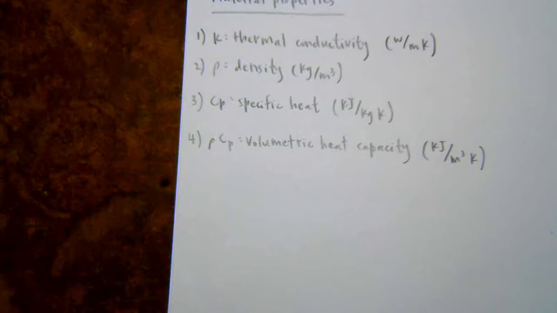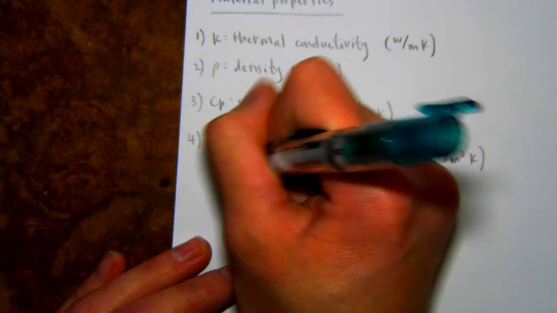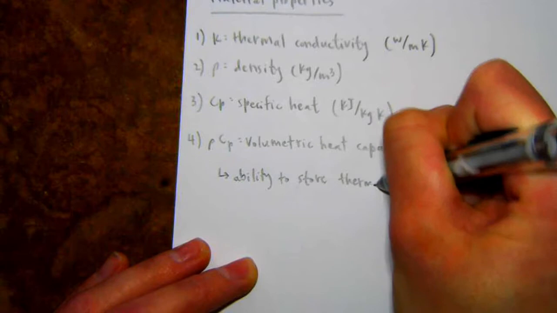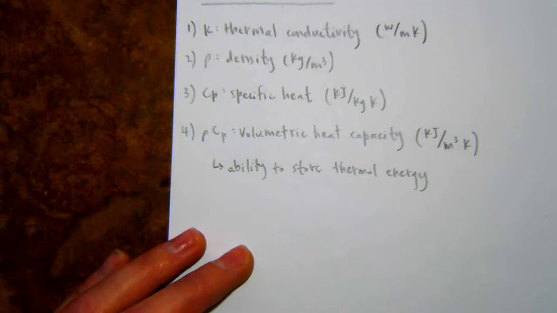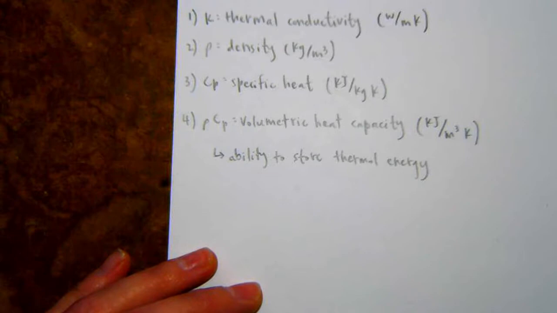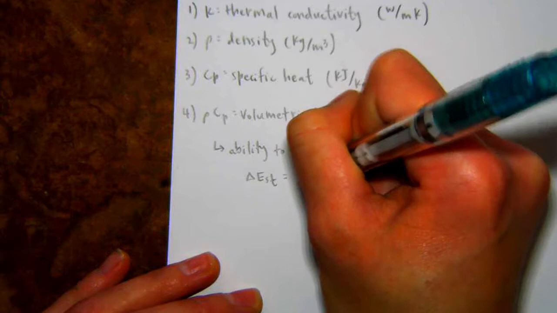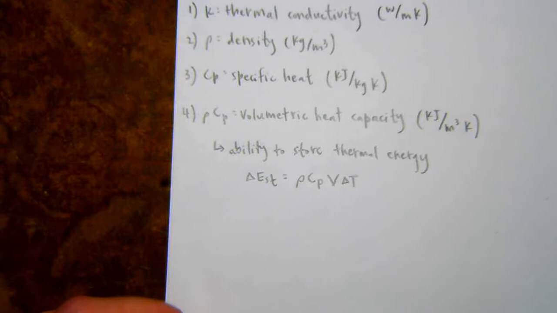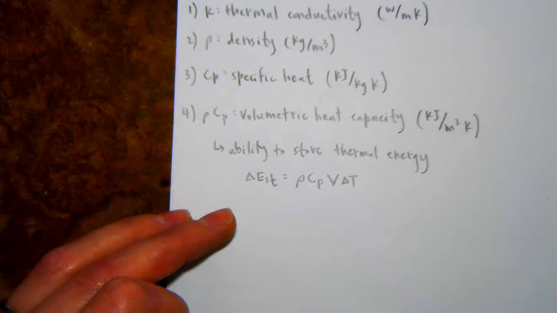This is helpful when you're doing first law energy balance problems, because you can use the volumetric heat capacity as an expression for the stored energy. Often you'll see the change in the stored energy expressed as the volumetric heat capacity times the volume times the temperature difference. This represents a change in the stored energy of a material as it goes from one temperature to another temperature.